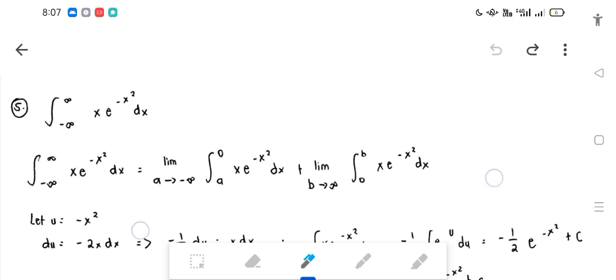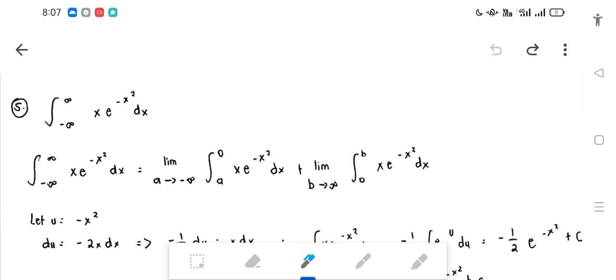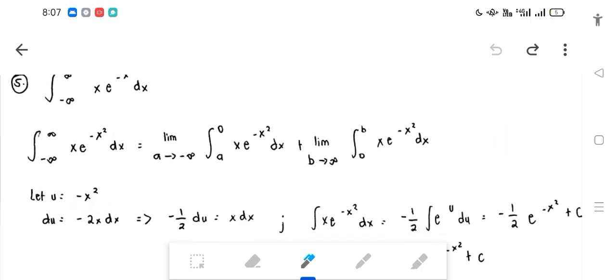So for this example, we have here x multiplied by e raised to negative x squared dx, or the integral of x multiplied by e raised to negative x squared dx from negative infinity to positive infinity. So this is an improper integral. So in order to solve this problem, we're going to split the integral at 0, which takes on this form.